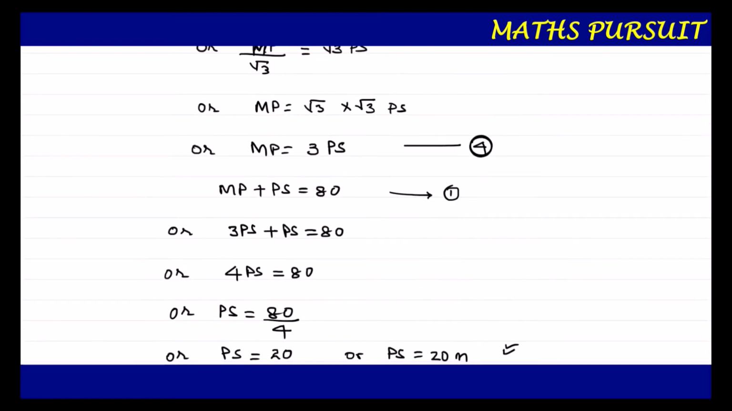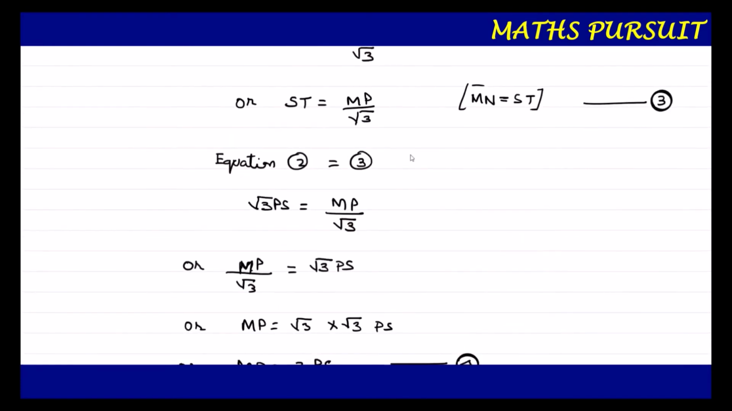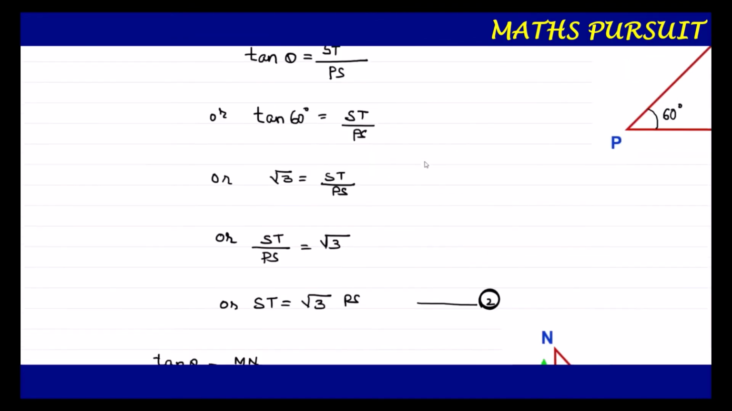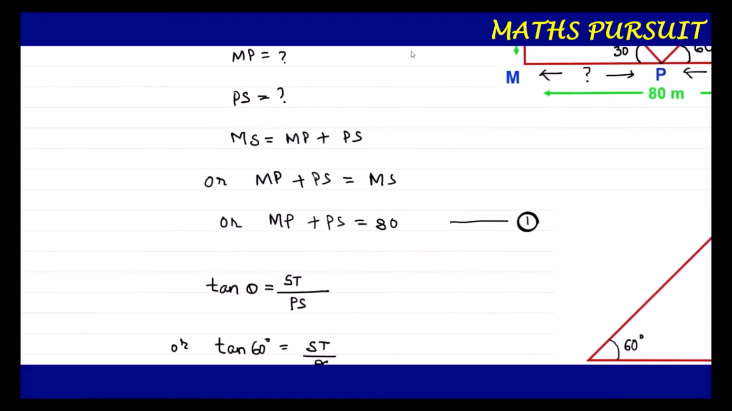Let us look once at the beginning of our workout. If you look here, what we were supposed to find out, you could see the two question marks. One was for MP and the other one for PS. Now what we got? PS as 20 meter, this is what we found out, and we got MP as 60 meter. And if we add all together also, we are getting 80 meter, which satisfies the condition. So this is one part of the answer we got, where the distance between the point and the pole, one is 60 meter and the other one is 20 meter.